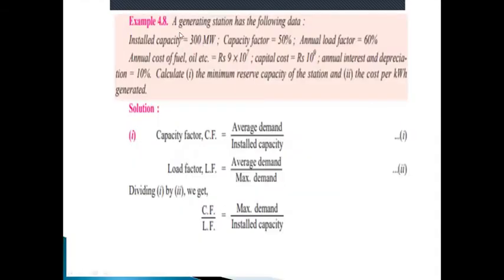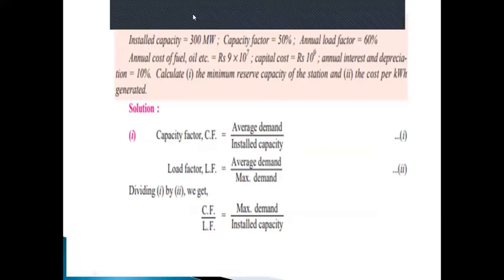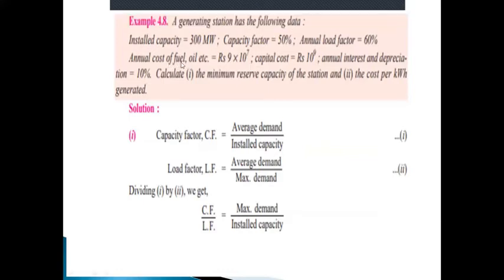Okay, now take another problem. A generating station has the following data. Installed capacity equal to 300 megawatts. Capacity factor equal to 50%. Annual load factor equal to 60%. Annual cost of fuel, oil, etc. equal to rupees 9 into 10 to the power 7. Directly here this cost is given in rupees. Sometimes they may specify it as a percentage of the initial cost, but here directly it is given in rupees.